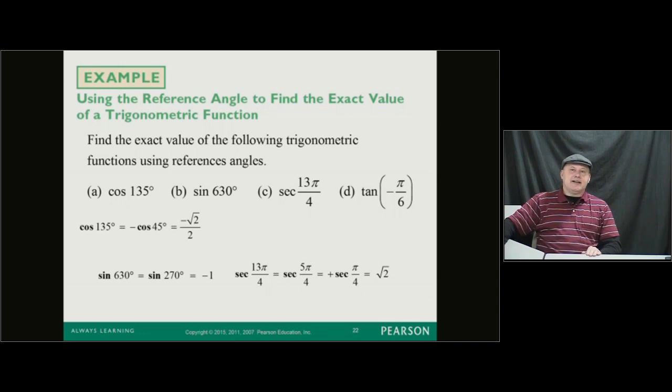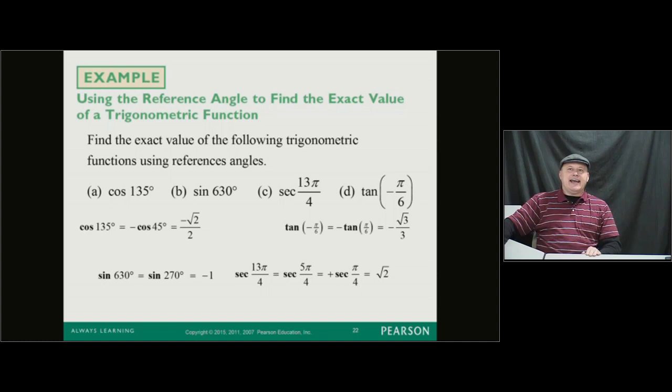Now, secant at 5 pi over 4, I think that is a mistake. It is a mistake because secant of pi over 4 is positive, but 5 pi over 4 is in the third quadrant, and in the third quadrant secant is negative. So we've got a mistake here. This should be negative square root of 2, not positive square root of 2. So secant of 5 pi over 4 is actually negative secant of pi over 4, which is negative square root of 2, because secant is negative in the third quadrant.